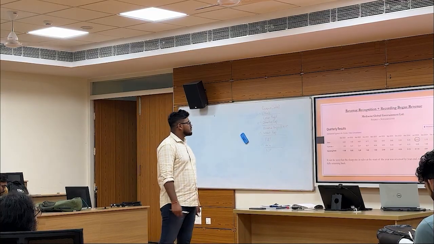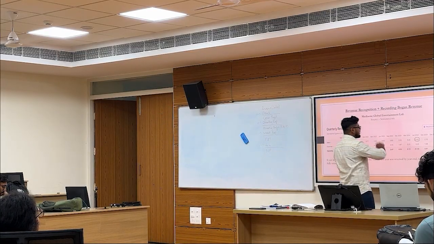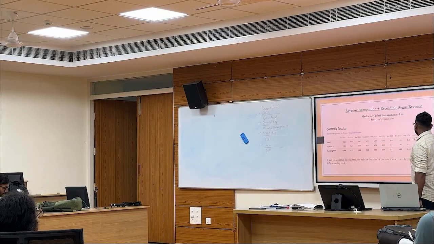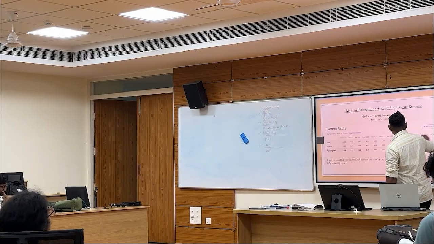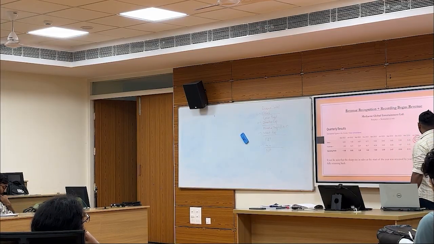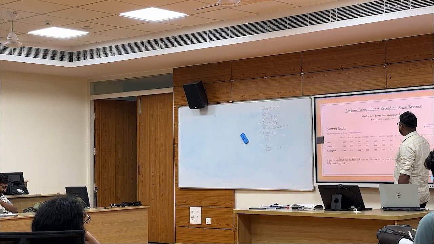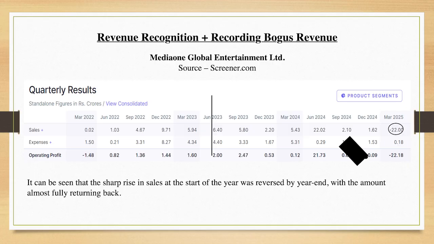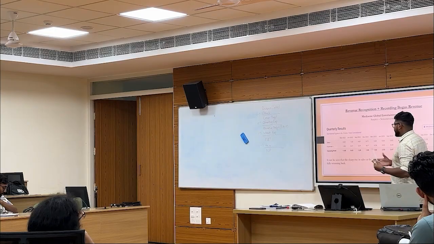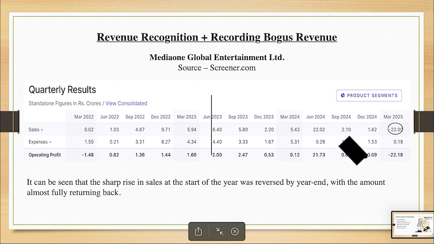First is revenue recognition plus bogus revenue recording. This is the example of Media One Global Entertainment, whereby we can see that in the quarter of June 2024, they reported positive sales of 22.02 crores. However, by the end of the year, March 2025, there is negative sales of minus 22 crores. That means the revenue which was booked at the start of the year is returned back, because the receivables and all the things which were sent were not converted into cash, and they have to show it as a negative.